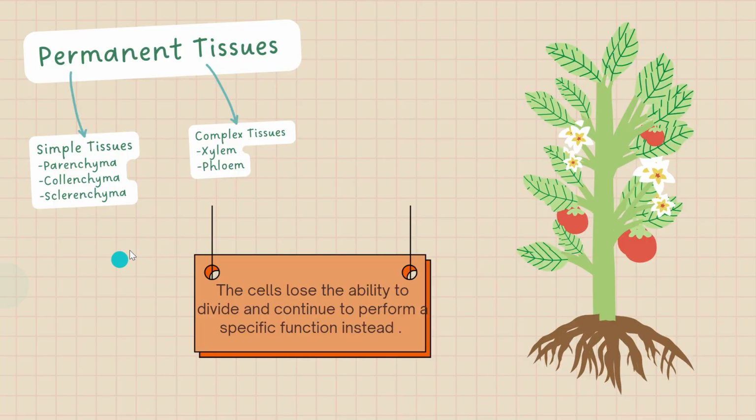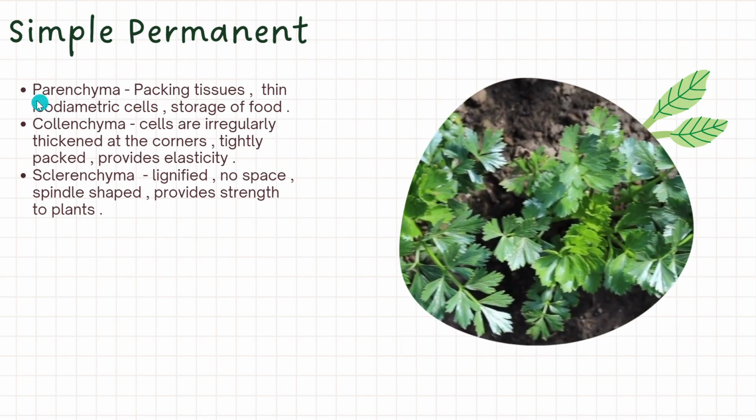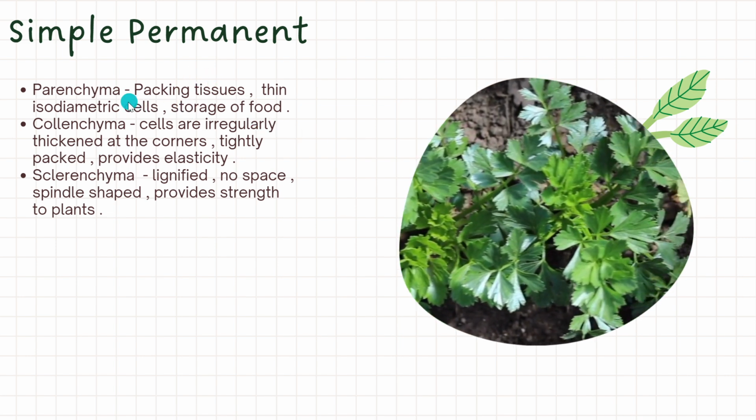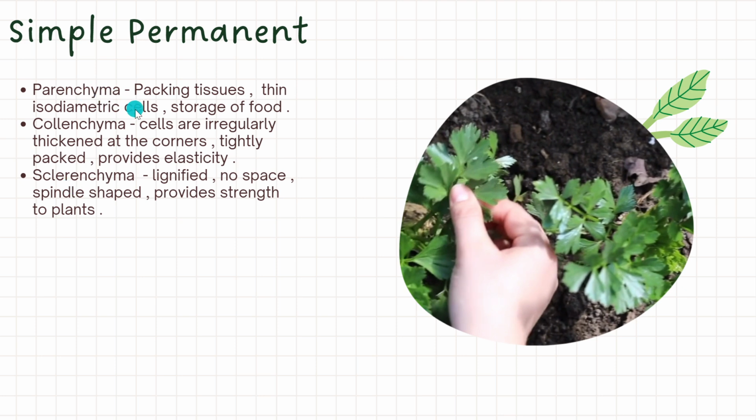Next, because I've explained that permanent tissues are divided into simple tissues, we'll explain simple permanent tissues now. Simple permanent tissue is further divided into three parts: parenchyma, collenchyma and sclerenchyma. Parenchyma is basically packing tissue where the cells are thin, isodiametric. What does isodiametric mean? That means all the cells are of similar shape and size. And they perform the function of storage of food.